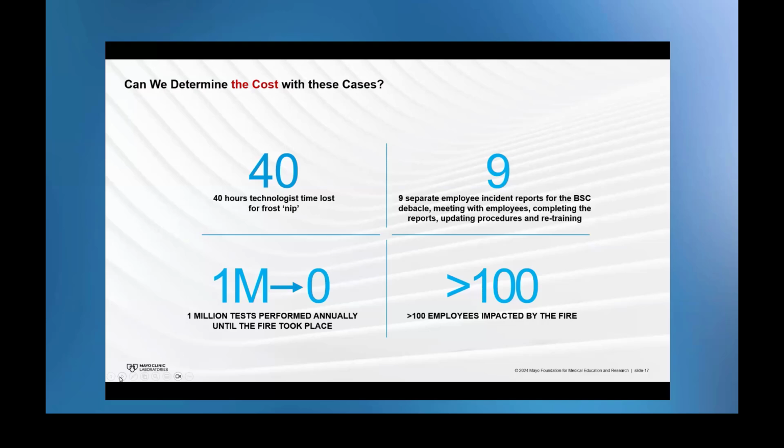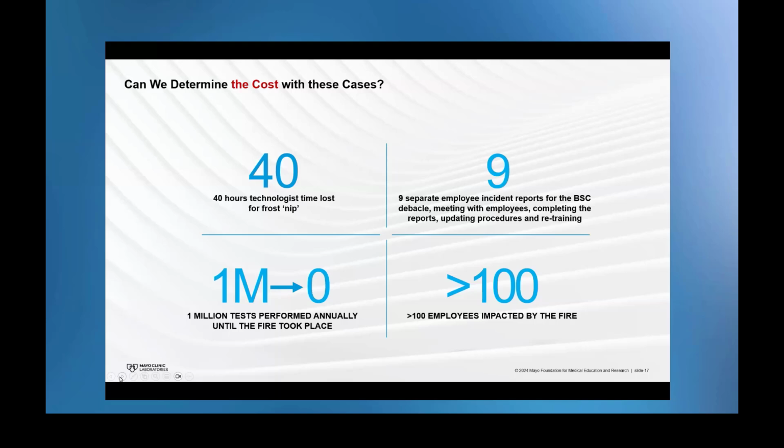For the BSC debacle, there were 9 separate employee incident reports. The supervisor met with every one of those employees, had to do their part on the report, and then updated procedures and retraining. So what we're looking at there is potential overtime for rewriting the updates to procedures and adding it to competency, and the required time for the supervisor to meet with everyone is very, very important, and also takes away from doing that patient-centered work that we're known for here.